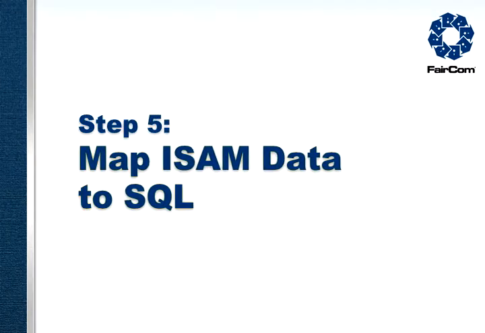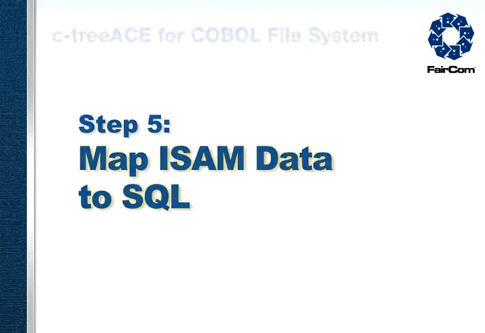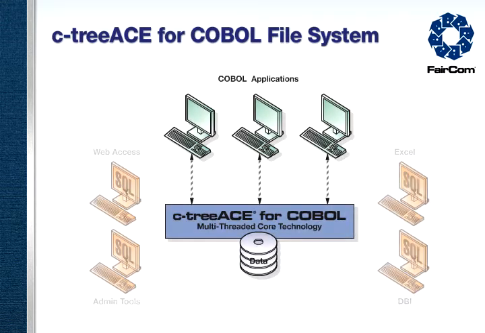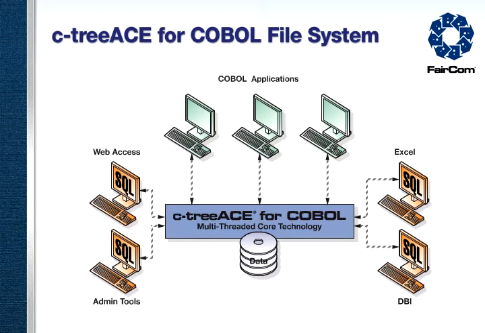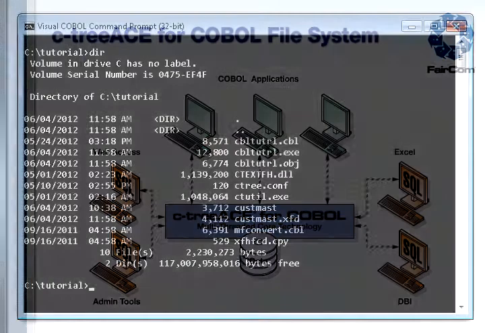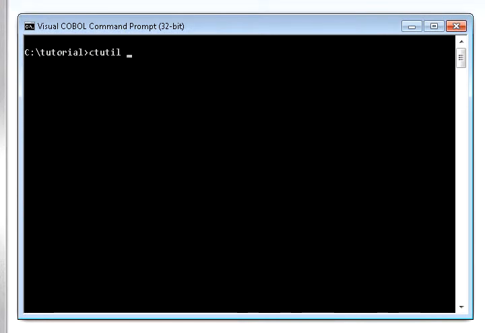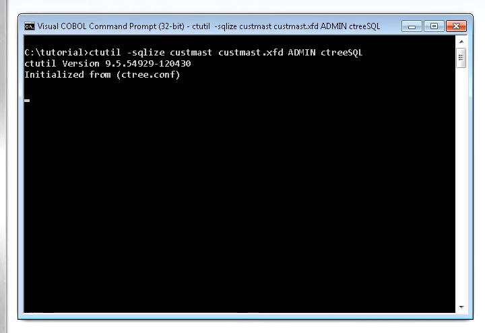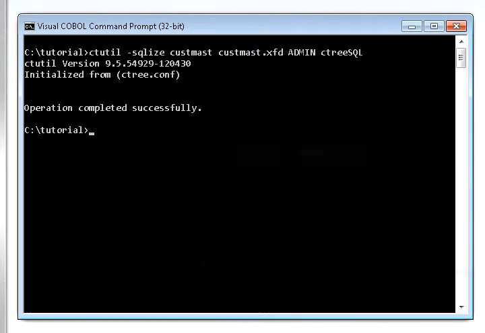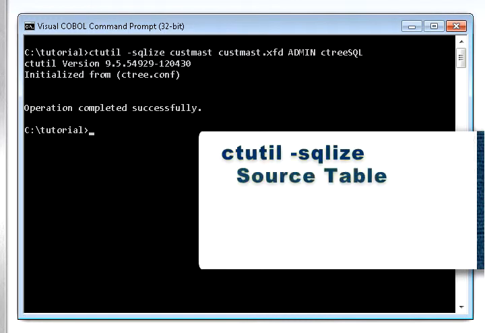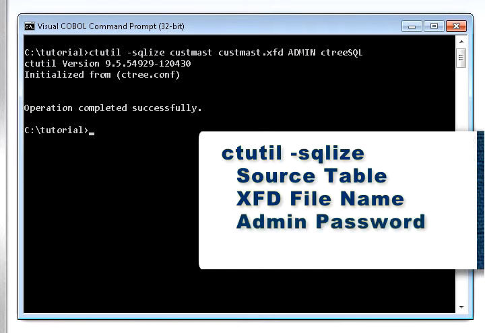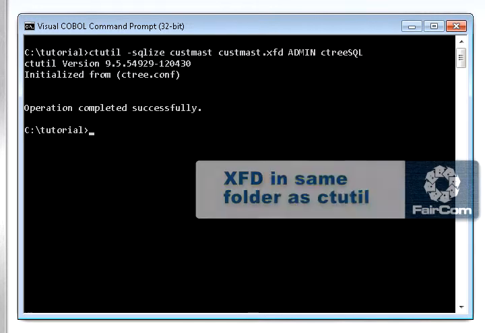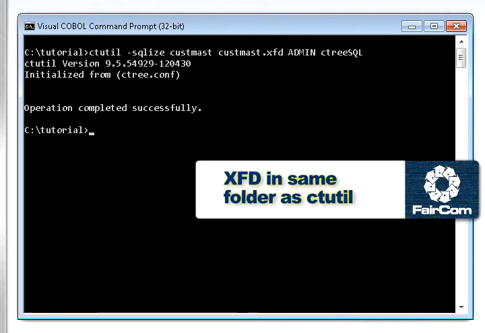Step 5. Map ISAM data to SQL. The final step in our tutorial shows how to integrate this ISAM data with the c-treeACE SQL server, allowing you to have native SQL access to your COBOL data. We start by linking an existing ISAM table to the SQL database, which is done through our ctutil tool using the -sqlize parameter. Run the tool indicating the name of the table we want to link and its extended file descriptor. You also need to include the administrator's password, admin, and the name of the database, c-treeACE. Notice that the XFD must be in the same folder as ctutil.